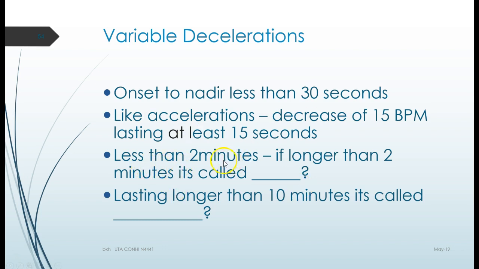Again, if it's less than 2 minutes, it's a variable. If it's longer than 2 minutes, what are we going to call it? Longer than 2 minutes means it's a prolonged variable. If it lasts longer than our 10 minutes, it's going to be a new baseline.